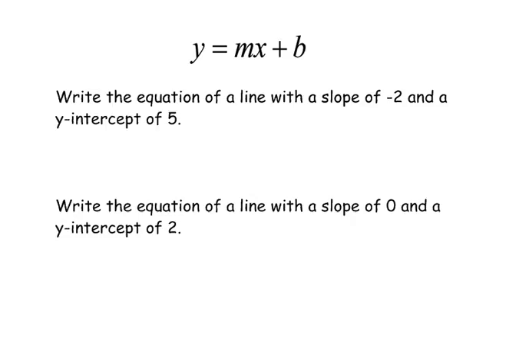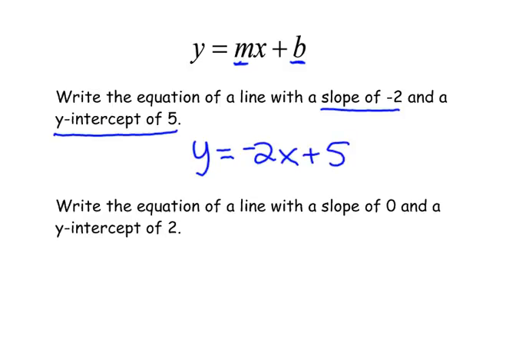Sometimes you're just given certain pieces of information. Write the equation of a line with a slope of -2 and a y-intercept of 5. So we're just going to plug in our slope and our y-intercept. Y equals, our slope is -2, so -2x, plus our y-intercept is 5, so +5.